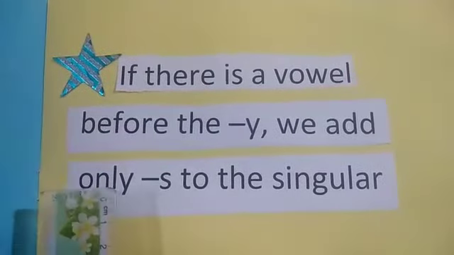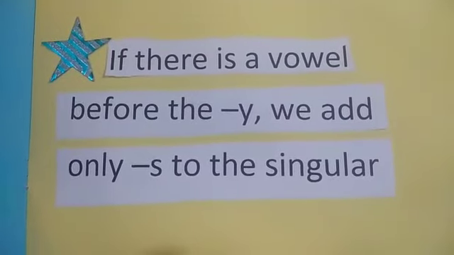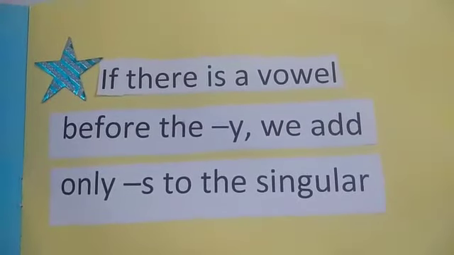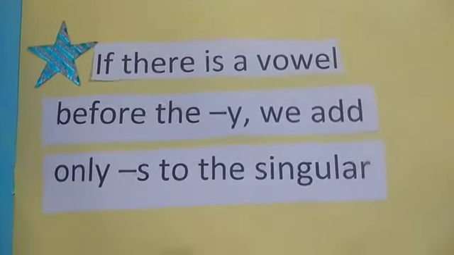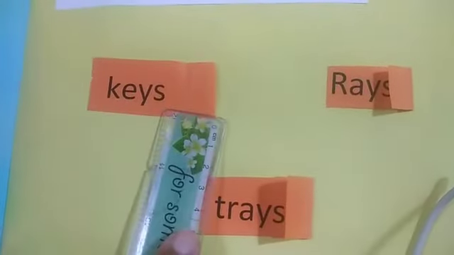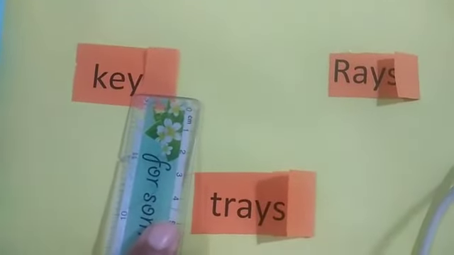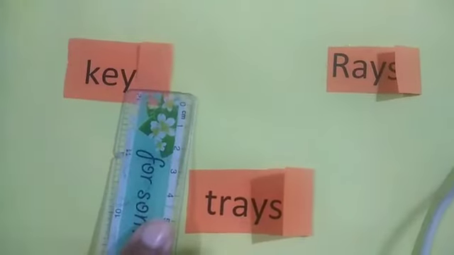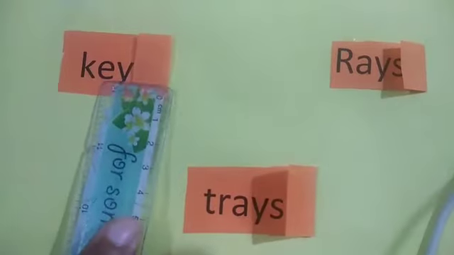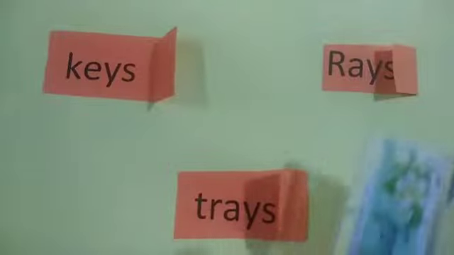If there is a vowel before the y, we add only s to the singular. Remember, students, that when there is a vowel before the y, we add only s. Like tea is a singular noun and teas is a plural noun. Tea is a singular noun, although there is a y at the end, but we do not add ies because before y there is the vowel e, so simply we add s to make it plural.